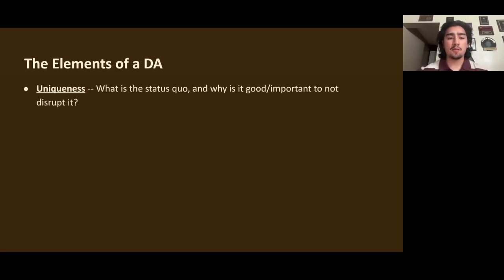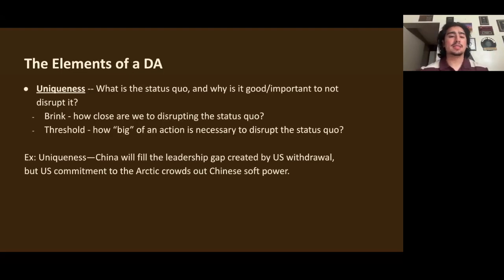Elements of a disad. The first part is uniqueness. What is the status quo and why is it good or important to not disrupt it? That's all uniqueness stands for on the negative. You are describing what the status quo is right now and why that is potentially a good thing or why it's important to maintain it.